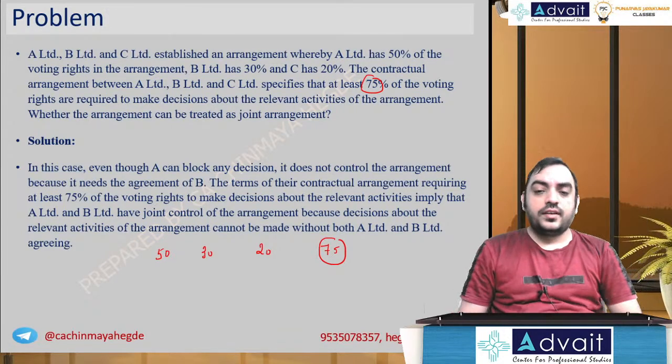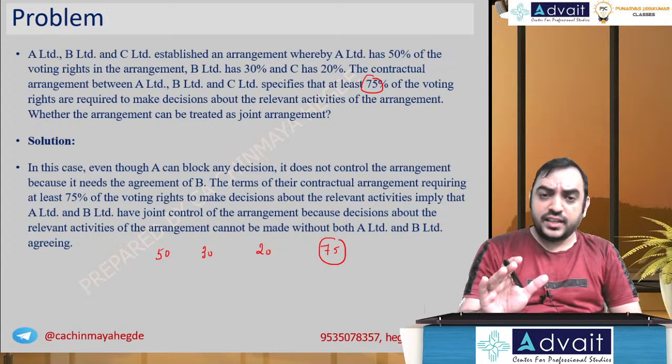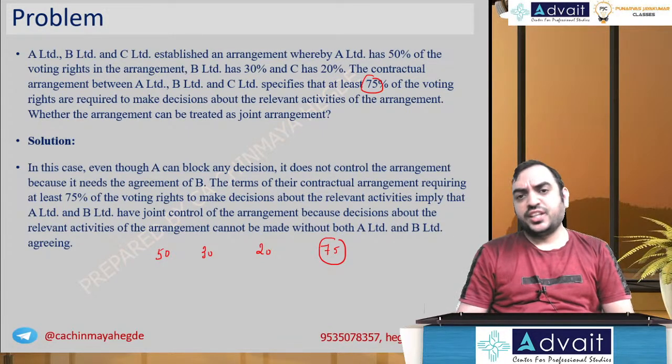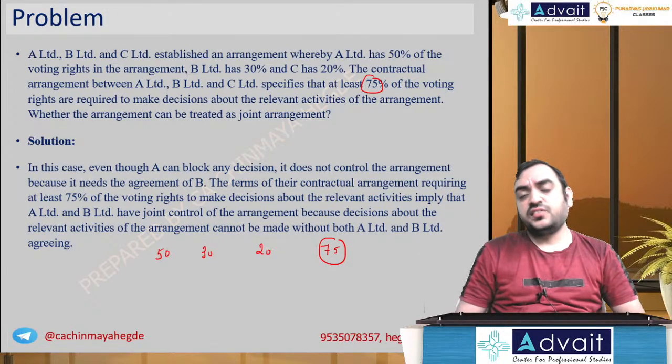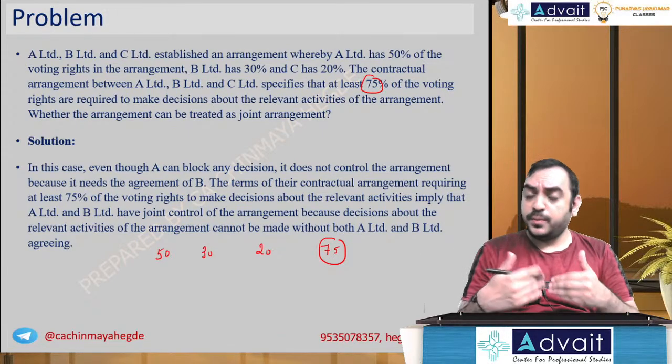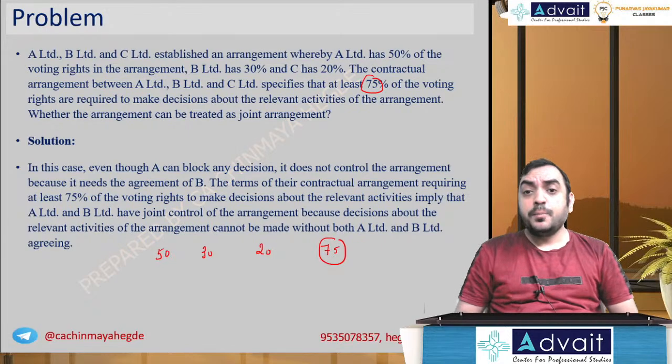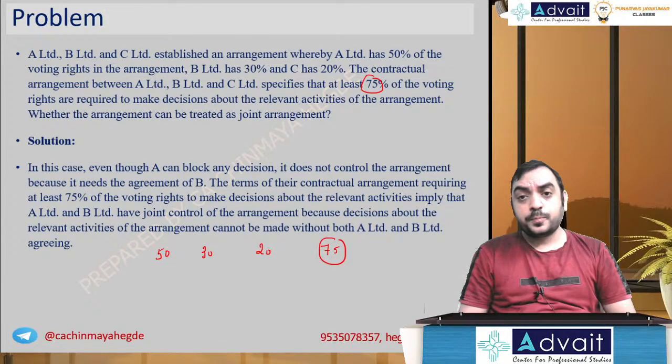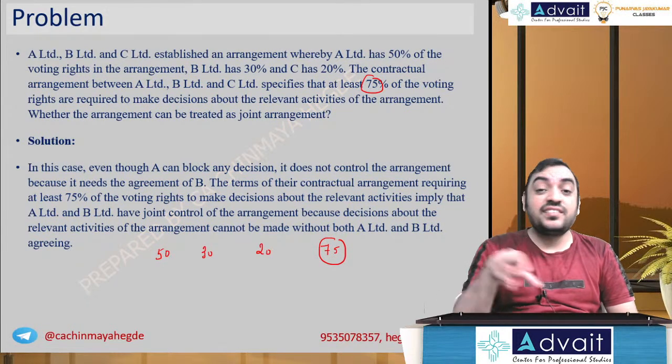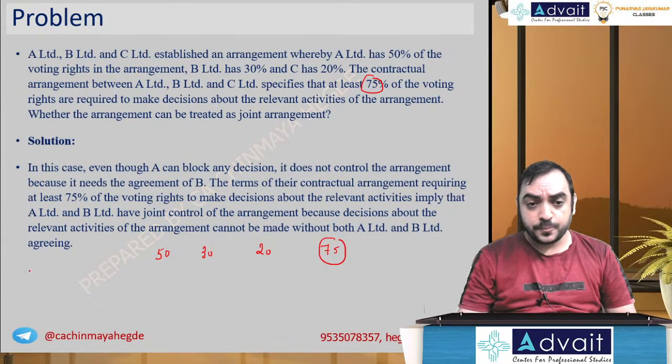Okay, now here directly they don't have a contractual arrangement between ABC. Nothing is there because A, B, C are having 50, 30, 20, but A and B have not made an arrangement. B and C have not made an arrangement. A and C have not made an arrangement. So there is no explicit arrangement. So you should note that there is no explicit contractual arrangement.